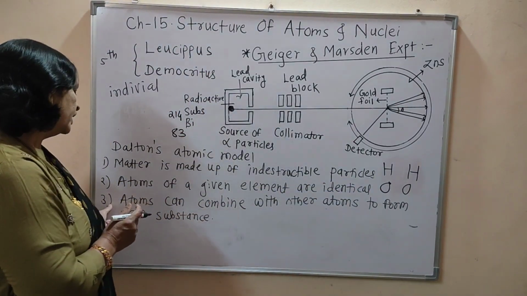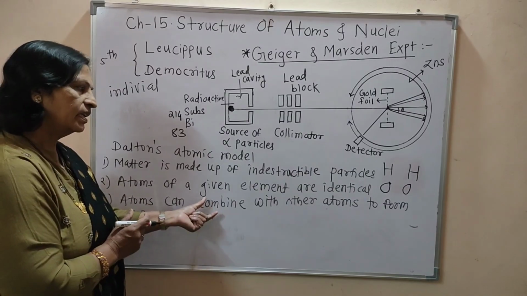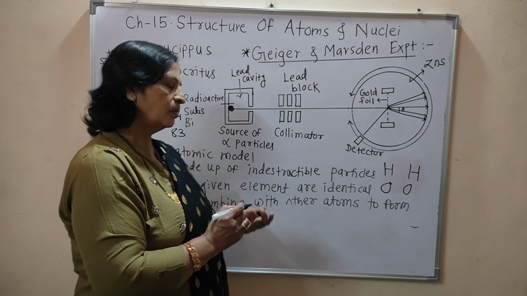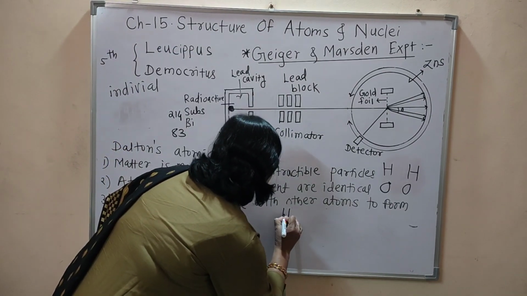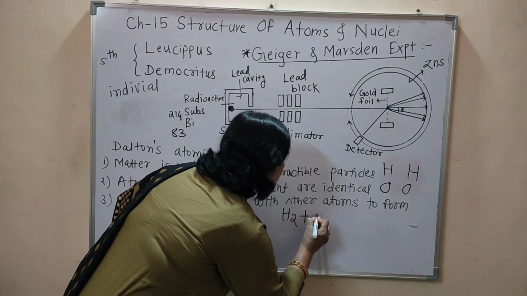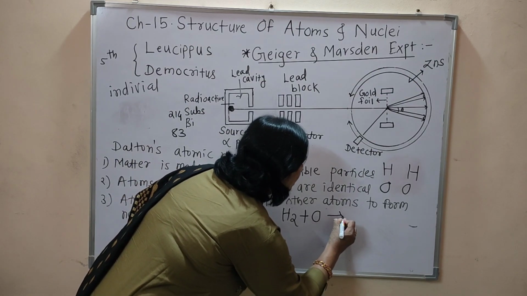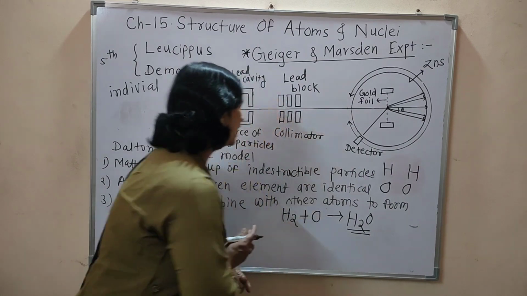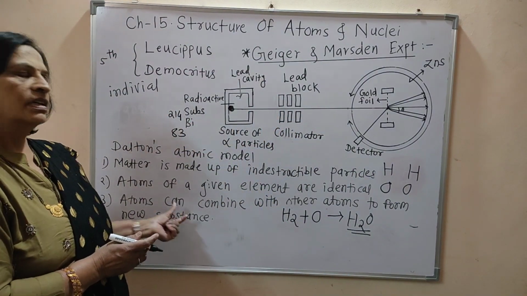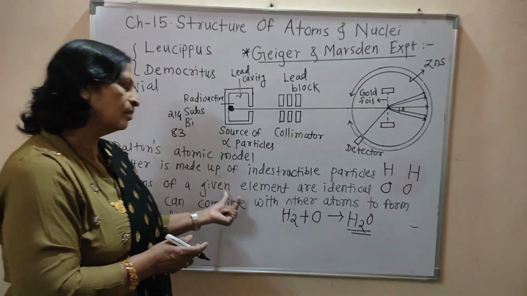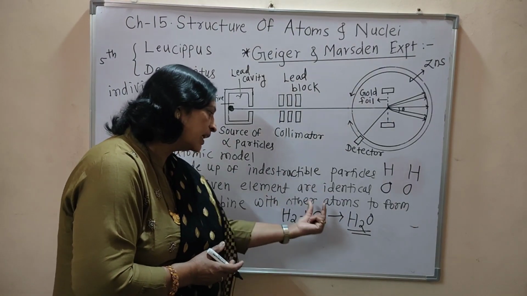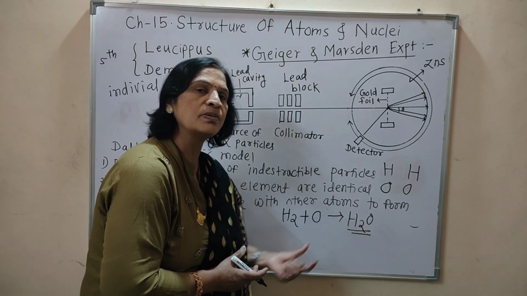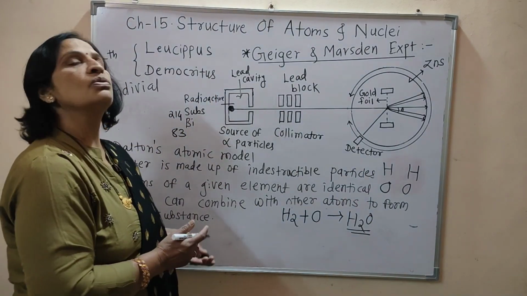And the third postulate: atoms can combine with other atoms to form a new substance. For example, a hydrogen atom combined with an oxygen atom forms H2O, which is nothing but water, and that is the new substance. Therefore atoms can combine with other atoms to form a new substance. Water is a new substance.